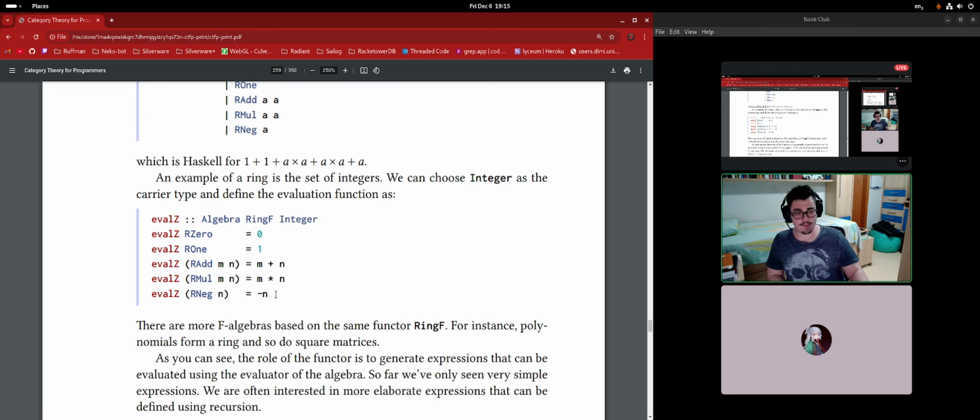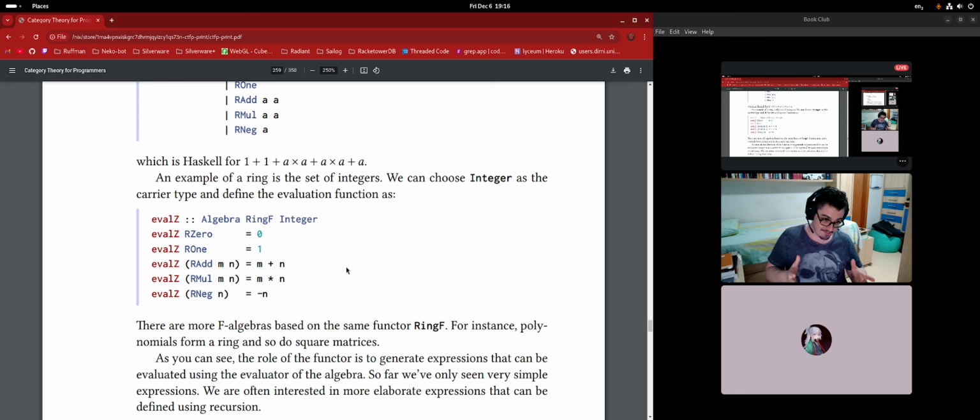and then we can define the evaluator of the ring. And notice something very important: the evaluator is not a recursive function. That's really, really important. And the reason is because, in simpler terms, the recursive process is going to be done by another guy.